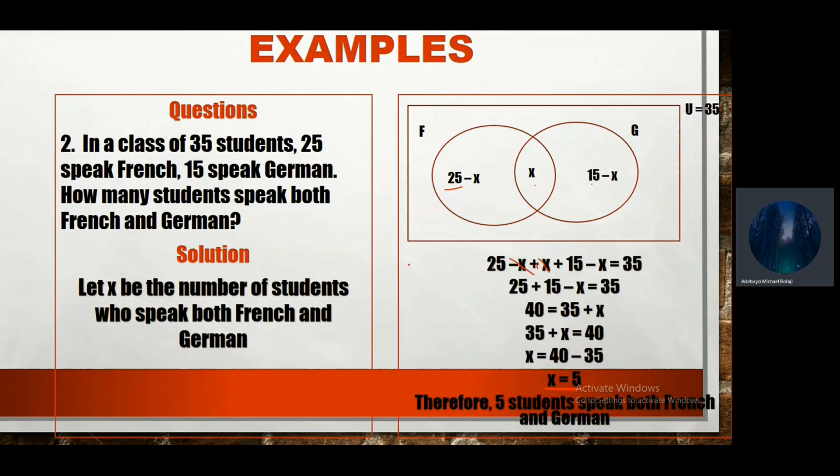So our French intersection German, which is equal to our X, is equal to 5, right? So 5 people speak both French and German. So how many people speak only French? You can say 25 minus our X, which is 5, right? So 25 minus 5 is equal to 20. So 20 people speak only French, and 15 minus 5 is 10. So 10 people speak only German. So I think we are through with this question. Let's go on to the next question.